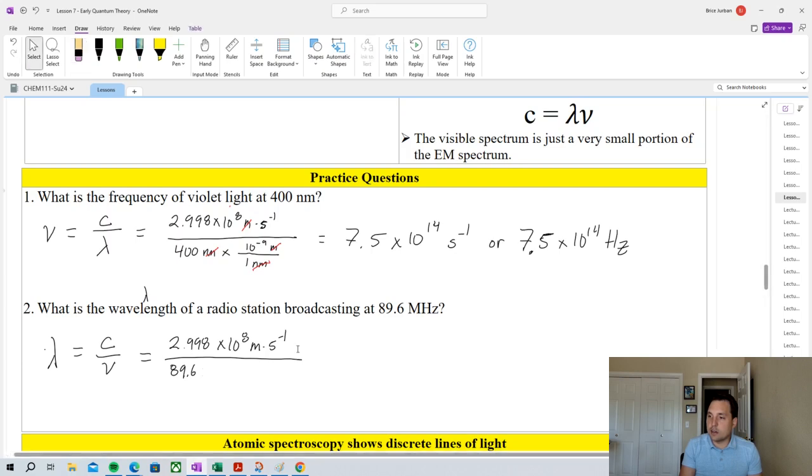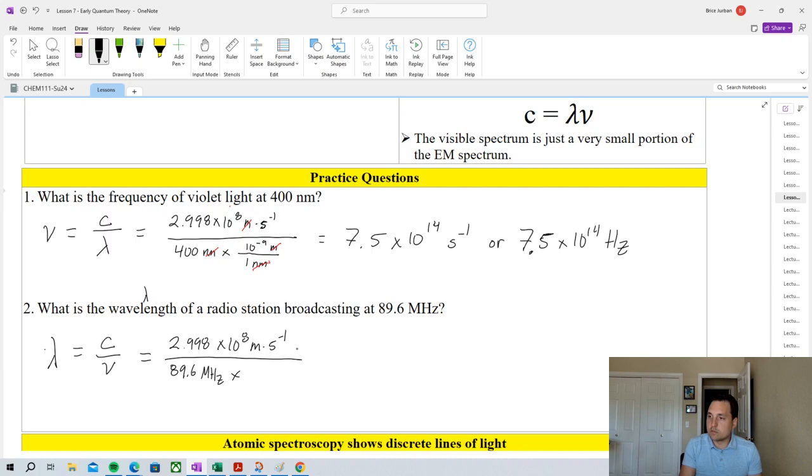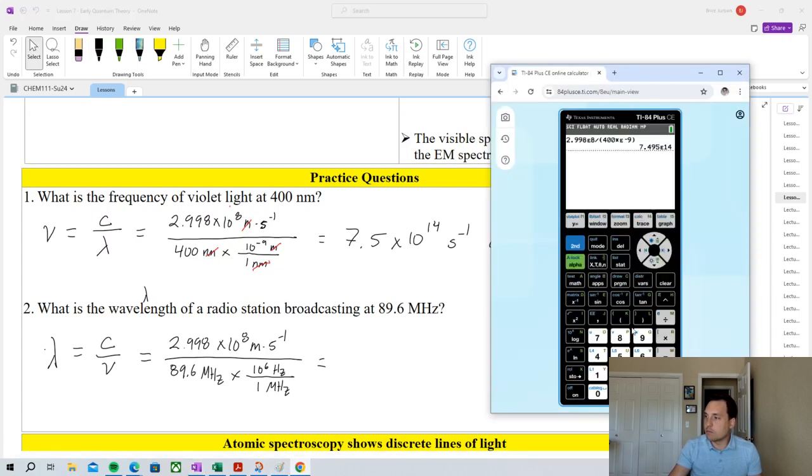Oh, I guess let me show you how I got that. In 1 megahertz, there is 10 to the 6th hertz. And we can do this conversion factor. Okay, so let's do this first. If I have a graphing calculator, a lot of times if I do second enter, I can pull up that equation so I can save a little bit of time.